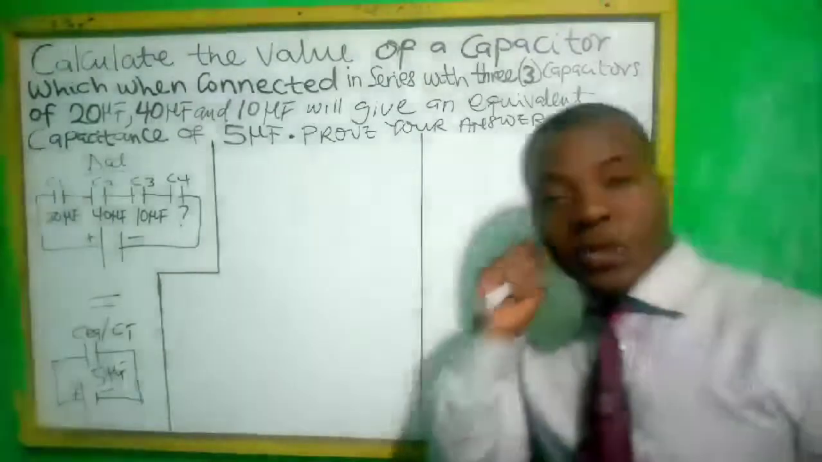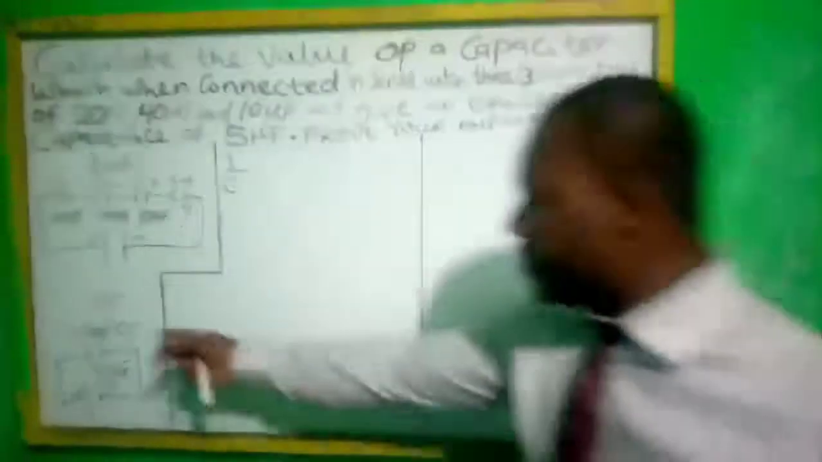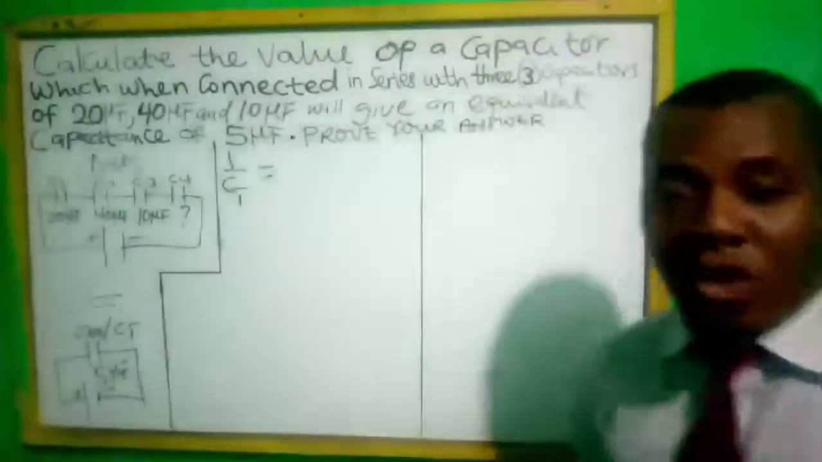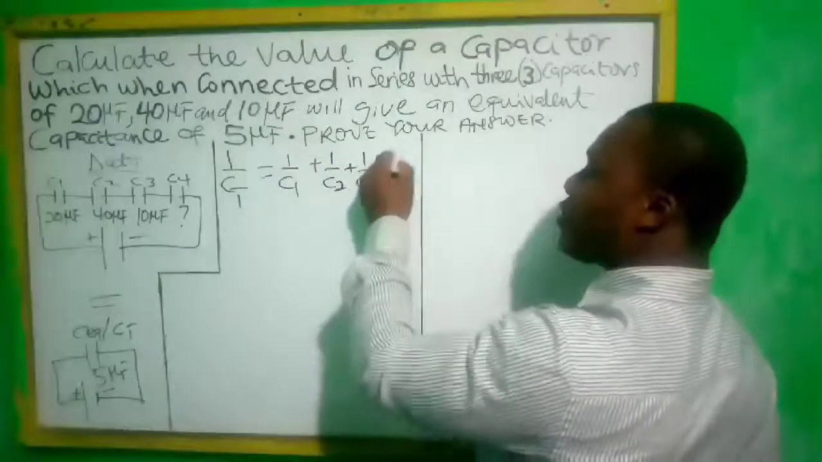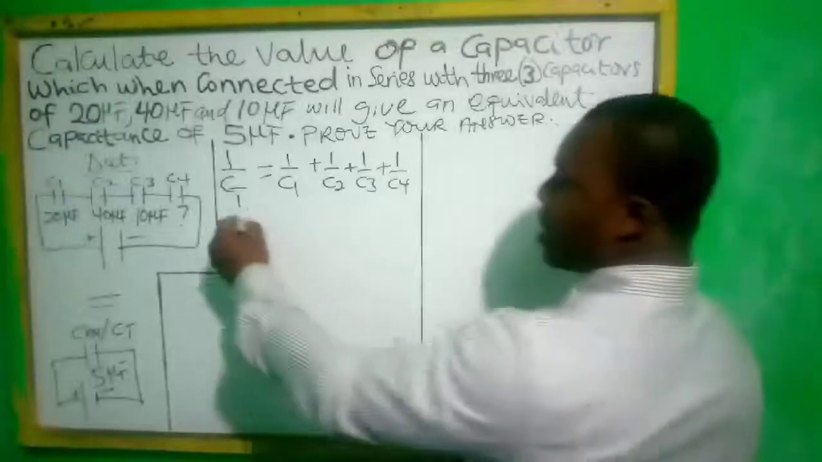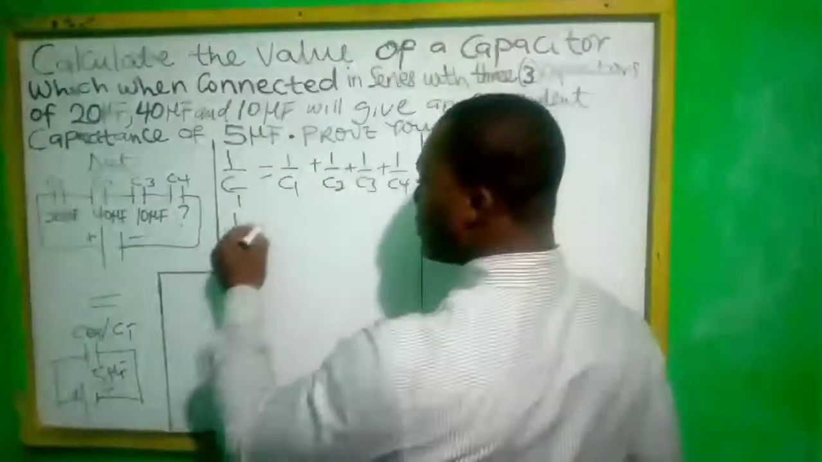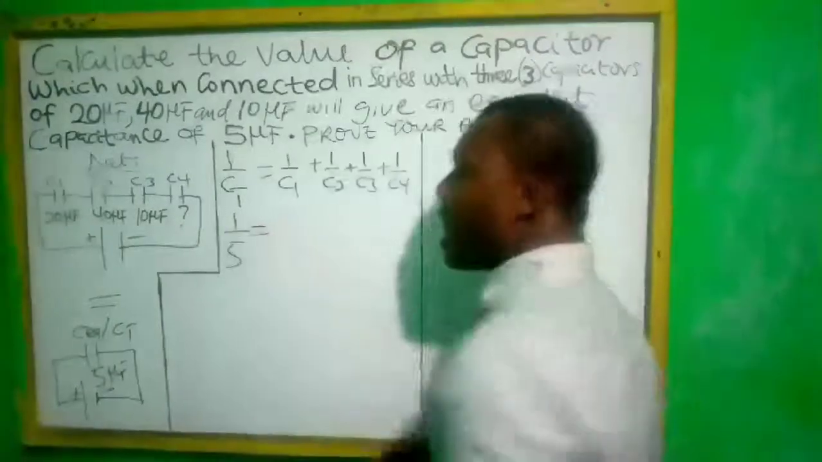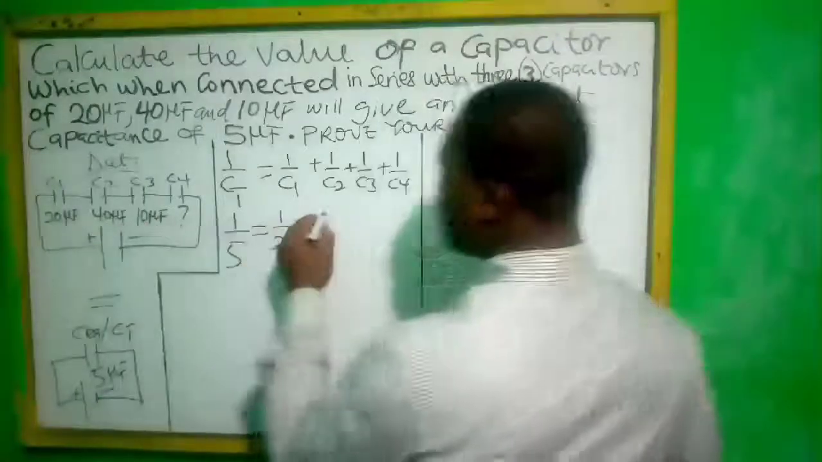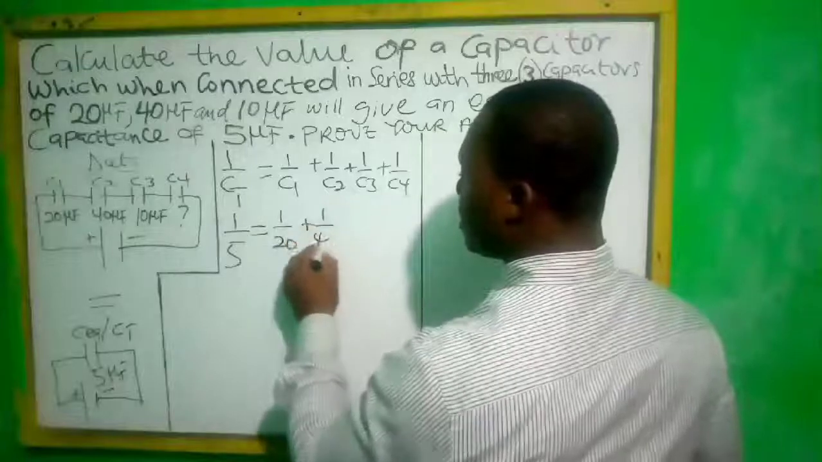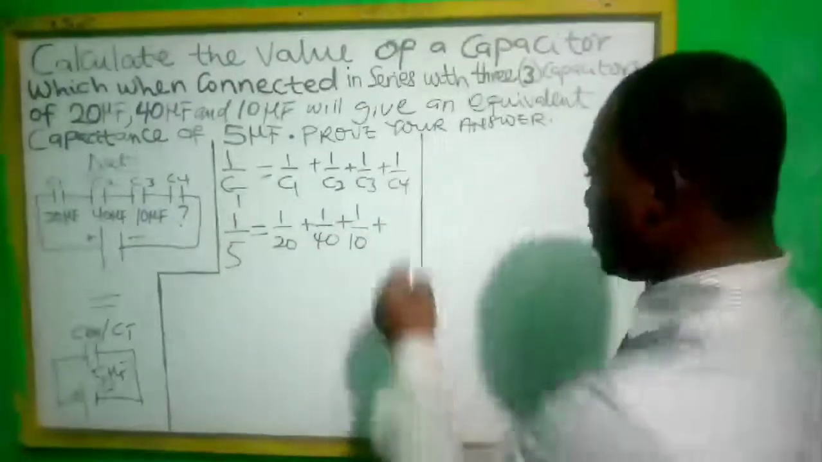All right, we know that when capacitors are connected in series, we use the 1/C formula. So 1/CT, where CT is the equivalent capacitance, because they are 4, equals 1/C1 plus 1/C2 plus 1/C3 plus 1/C4. Let's put in our values. 1/CT, the total capacitance, is 1/5. C1 is 20, so 1/20, plus C2 is 40, so 1/40, plus C3 is 10, so 1/10, and then C4 is 1/C4.